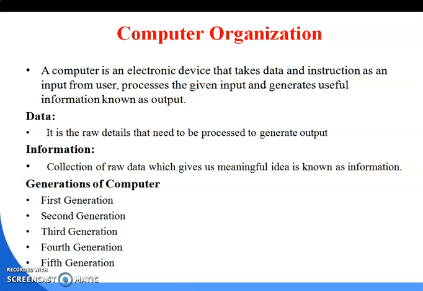Next, there are two important terms: one is data and the second one is information. Data is the raw details that need to be processed to generate the output, and information is the collection of raw data which gives us a meaningful idea. So they are the two things, data and information. To define data, it is the raw details. What do we mean by data?